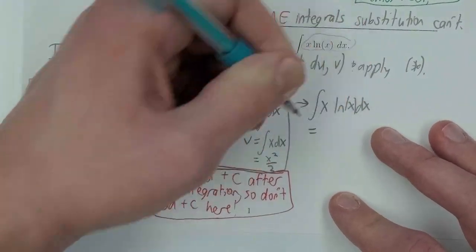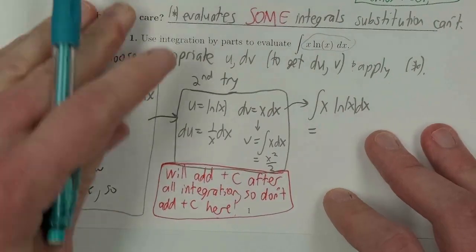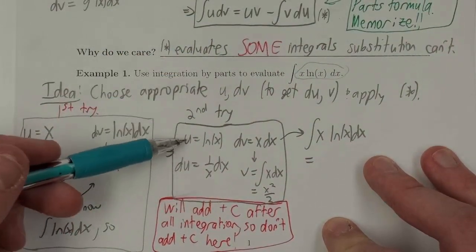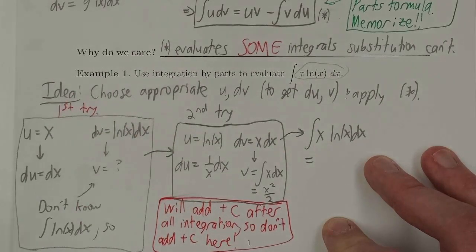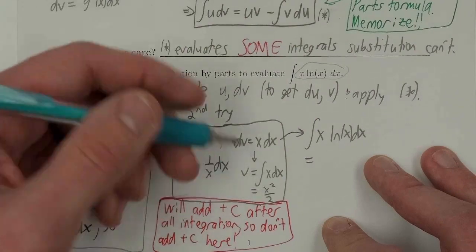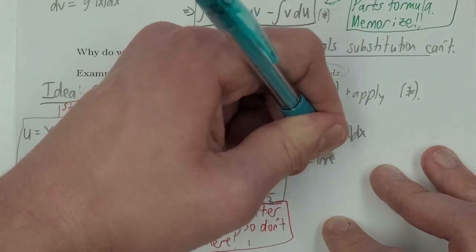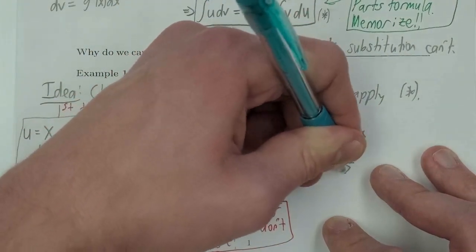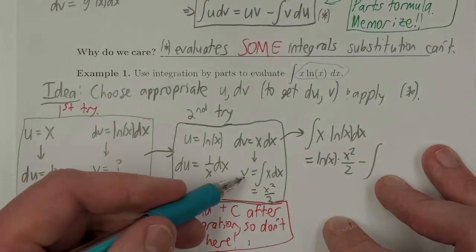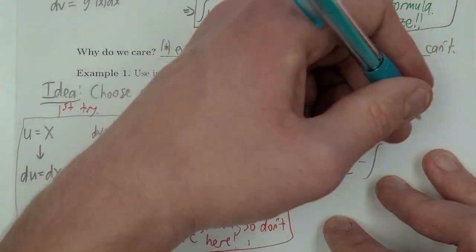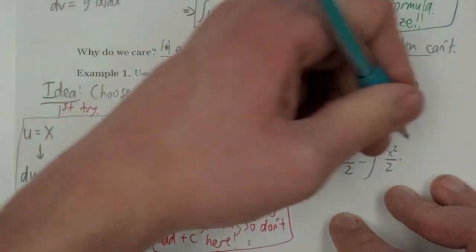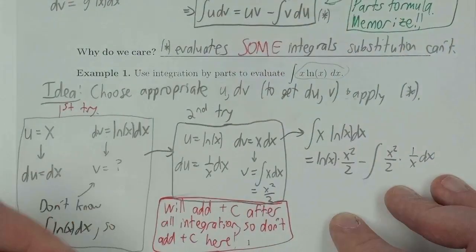Okay? So now we just apply the formula. Now we just apply this formula here with all the things we have. So we got u, du, and v, dv. So in this case we got uv, so u and v. So natural log of x times x squared over 2. And then minus integral of v times du. So we have x squared over 2 times du, which is 1 over x dx.